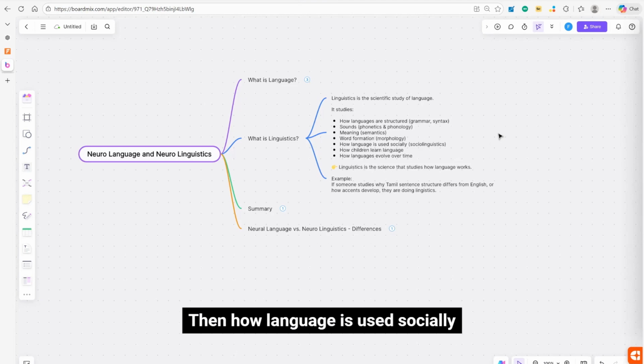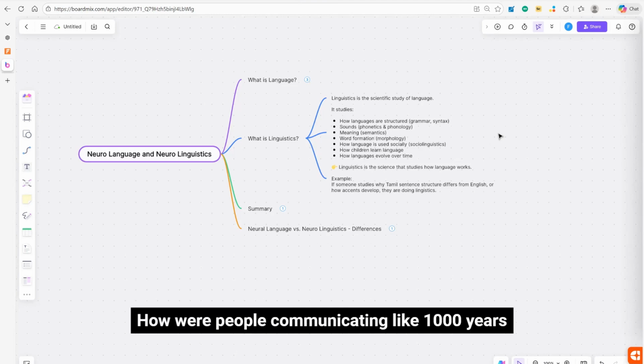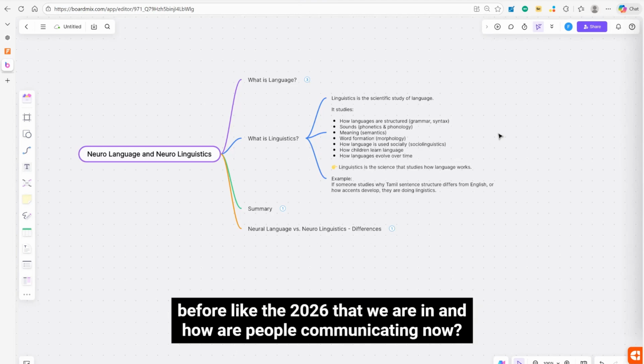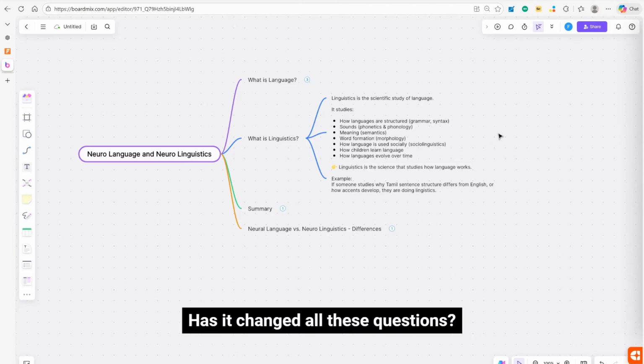Then how language is used socially, right? How were people communicating like 1,000 years before, like the 2026 that we are in, and how are people communicating now? Has it evolved? Has it changed? When we start asking all these questions, this is what comprises linguistics.